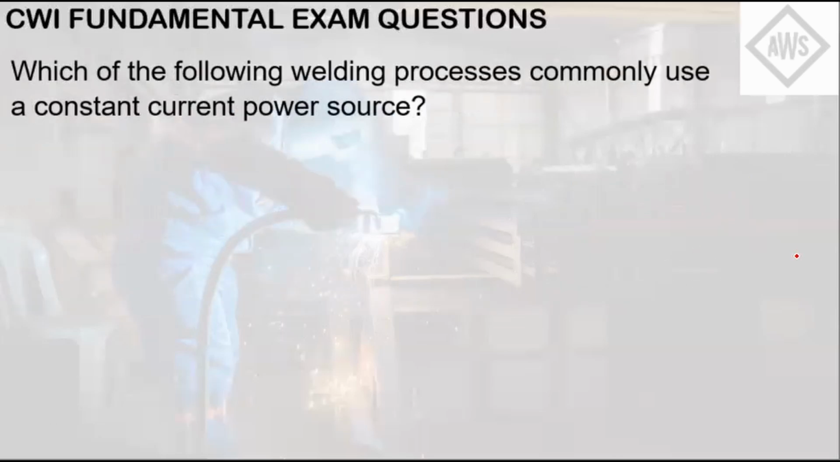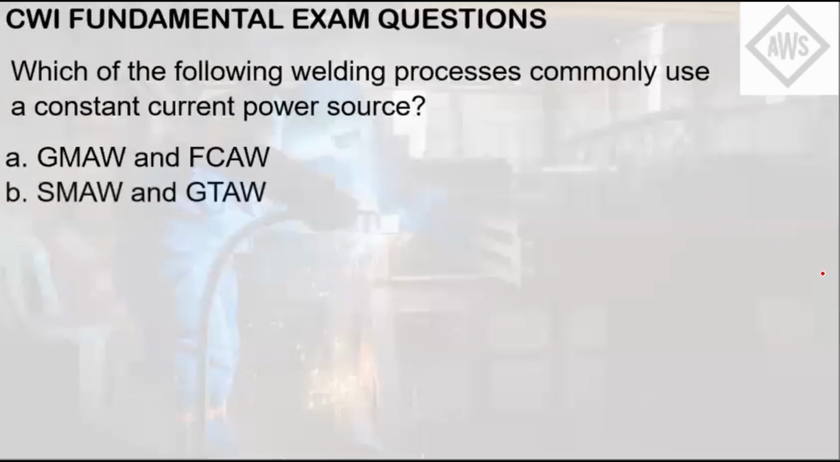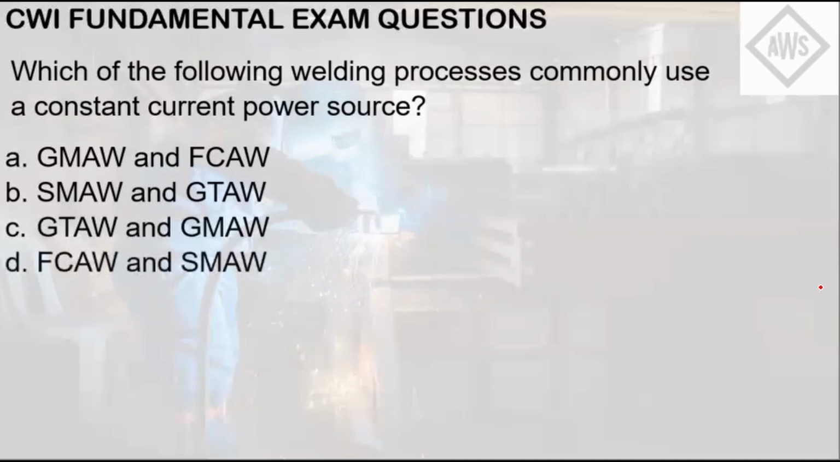Which of the following welding processes commonly use a constant current power source? Letter A, GMAW and FCAW. B, SMAW and GTAW. C, GTAW and GMAW. D, FCAW and SMAW. Letter E, SAW and SMAW.